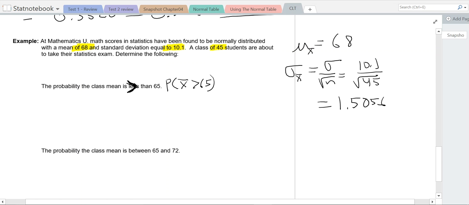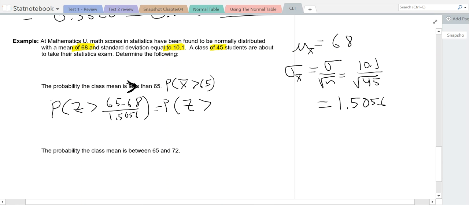1.5056. So now we switch this over to the standard normal table by the conversion formula. So this is equivalent to the probability that Z is greater than 65 minus the mean divided by the standard deviation. If you do your calculations, that's the probability that Z is larger than negative 1.99.